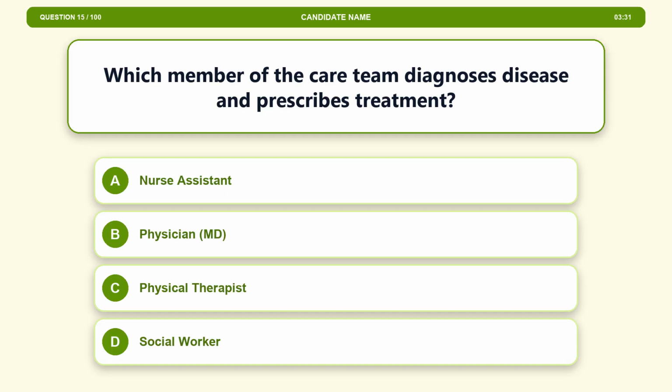Question 15. Which member of the care team diagnoses disease and prescribes treatment? Option A. Nurse assistant. Option B. Physician, MD. Option C. Physical therapist. Option D. Social worker.